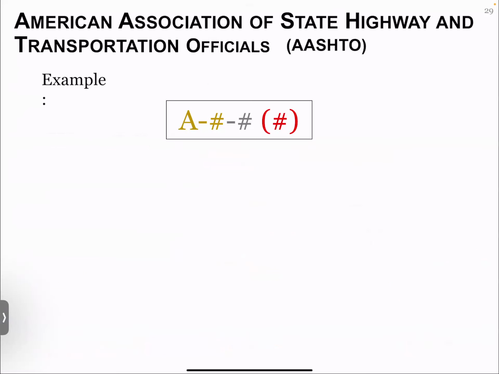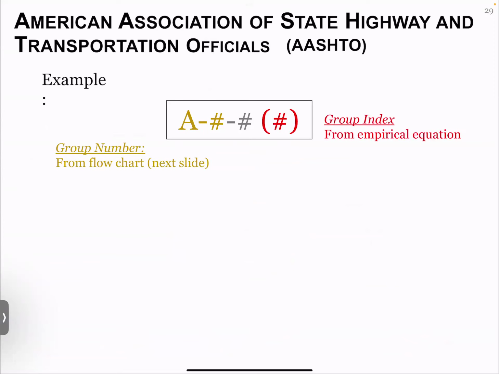So let's talk about what the numbers actually look like. We have that first part, A, and then the number. And then we have a second number in some cases to divide it into another subgroup. And then in the parentheses here, we have a group index. So essentially, if we have really good material, like an A1 through an A3, then that group number is okay. We don't need to define that anymore.